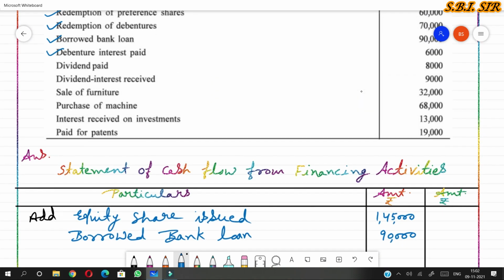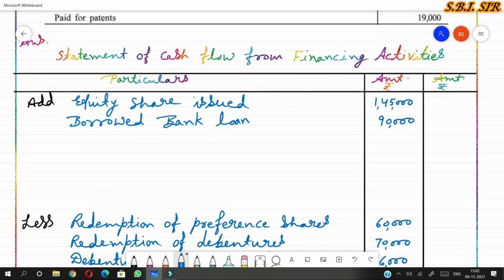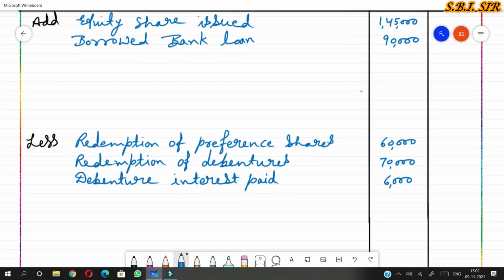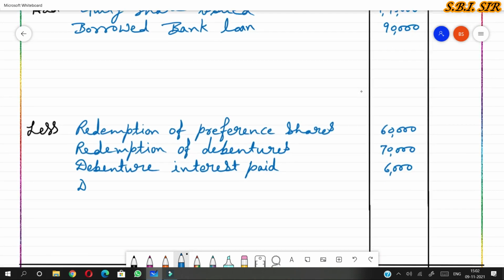Next, dividend paid. It also decreases the cash flow, so we will deduct it by 8,000. Dividend paid 8,000.